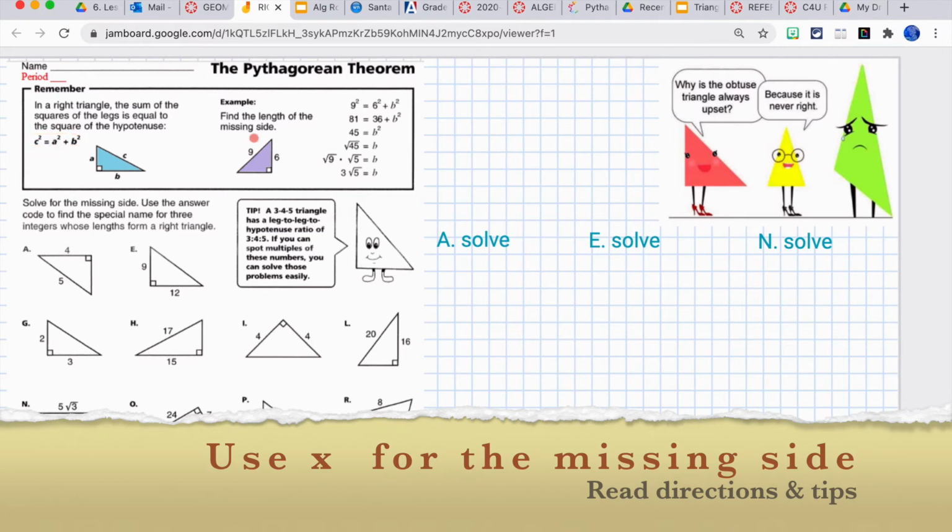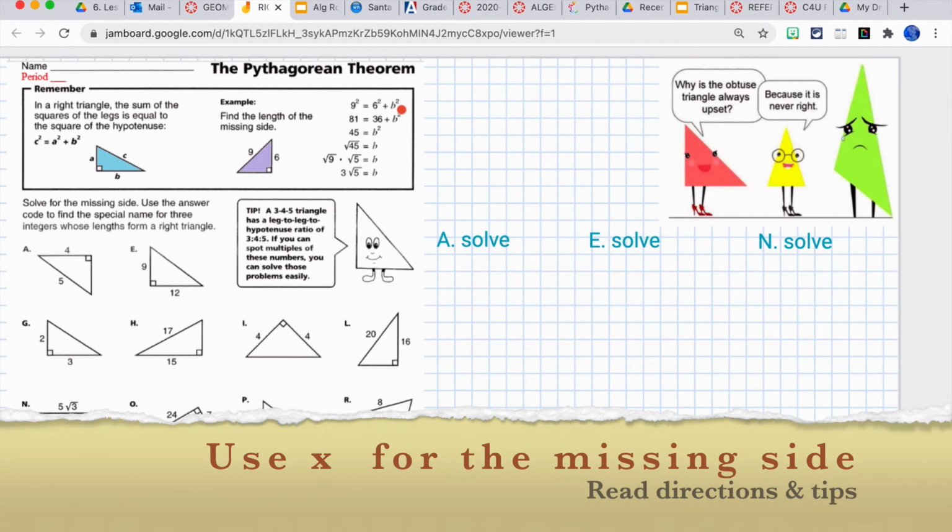We are using the example on the right hand side, in purple, and you can see we are given the hypotenuse. It's the longest side, right across from the right angle here. So that's the letter C. We must put it in correctly. Number 6 can be substituted for A or B. It doesn't matter. We substitute in and get 9 squared equals 6 squared plus B squared.